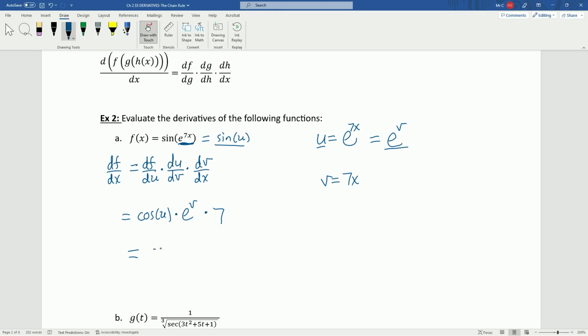And now, as I'm cleaning this up, I'll move the 7 to the front. And I kind of like the exponential at the front too. So this is e to the v. And v is 7x. So this is e to the 7x times cosine of u. And u is e to the 7x. So remember, we're substituting back to where everything is in terms of x again. Okay, so there we go. That's it. We've got our derivative with respect to x.